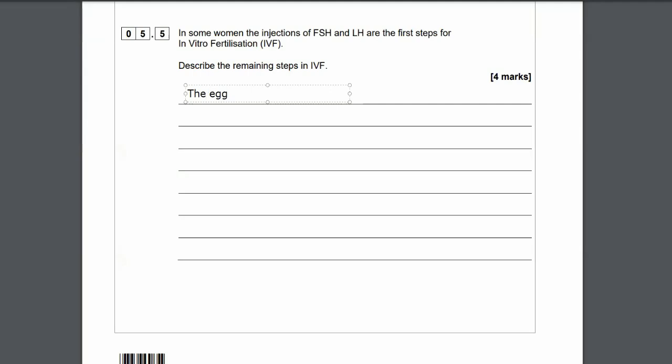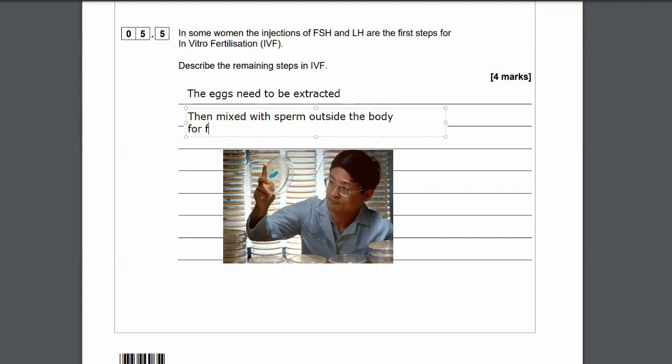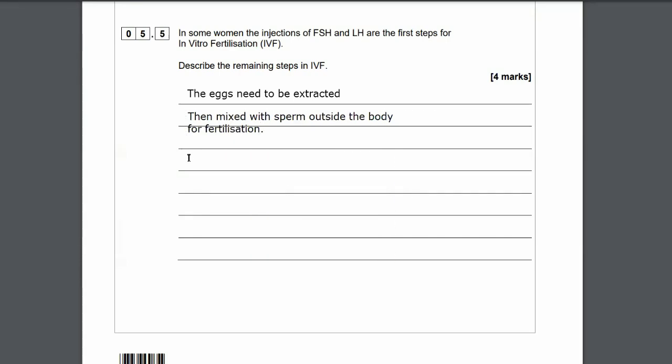First of all, the eggs need to be extracted. So they have to be removed from the woman. Then mixed with sperm outside the body, probably in some sort of petri dish, for fertilization. So the eggs are going to be fertilized externally, hence the in vitro, which means outside of the body fertilization.